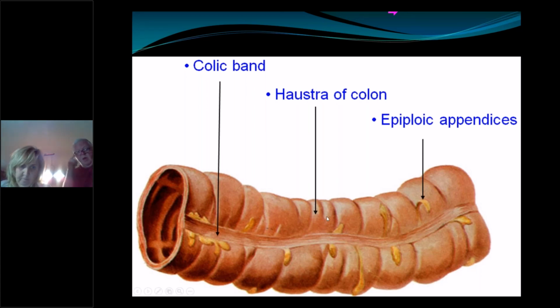These little guys are called haustras, these very short bands, but they're spaced wide apart. Unlike the small intestine, where they're very tall and skinny and stacked one on top of another, in the colon, they're very short and they're widened. So those are some big differences when you're looking at it.